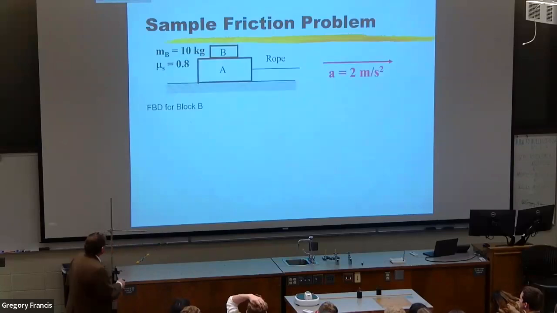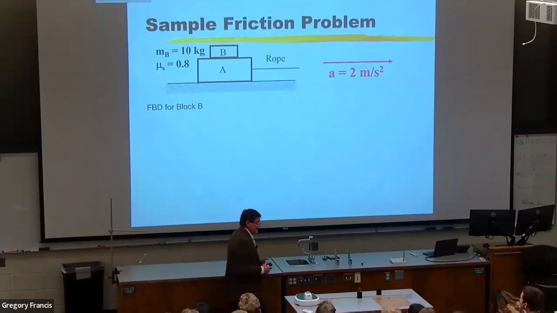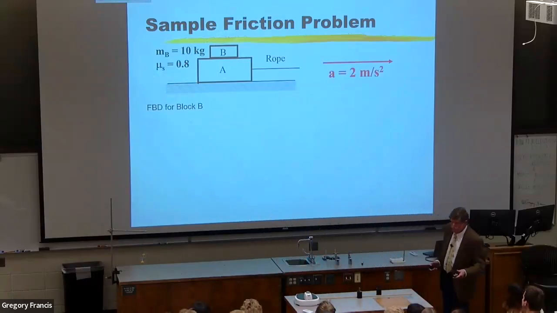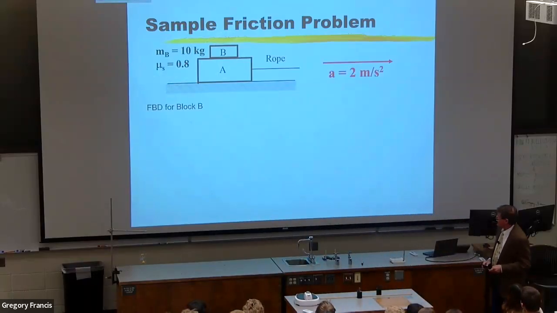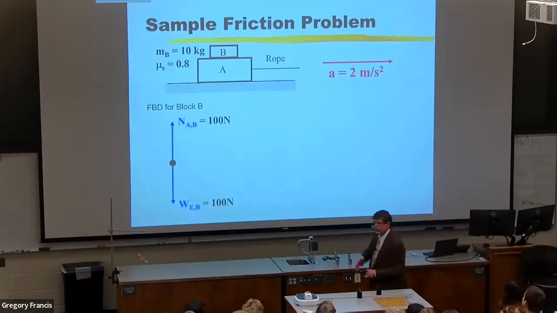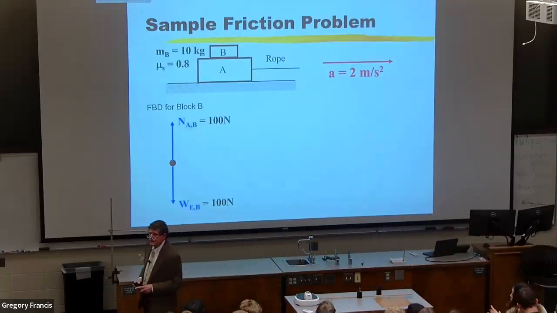And then we put that block B on top, and it had a static coefficient that was 0.8, and we were asked to find the friction that was acting on block B. Now, the first thing you were asked to do is draw a free body diagram for block B. The weight down was 100 newtons. The normal up was also 100 newtons because there's no acceleration up or down. The diagram has to balance.